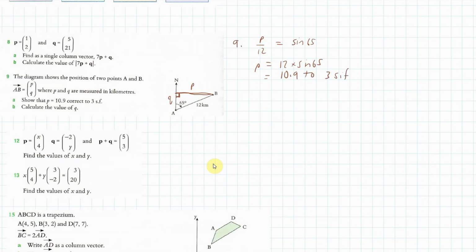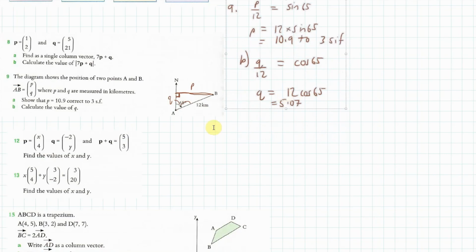Now we're going to calculate the value of Q. So we could go Q over 12 is equal to, so we've got adjacent and hypotenuse, so cosine 65. And so Q is equal to 12 cosine 65. That gives me 5.07. Okie dokie. Well, I hope that helps that one for you. Let's push that up a little bit.